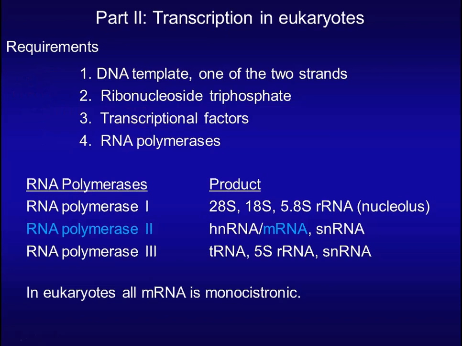in prokaryotes, one RNA polymerase synthesizes all types of RNA, but in eukaryotes, there are 3 different RNA polymerases. RNA polymerase I synthesizes rRNA in the nucleolus. RNA polymerase II synthesizes heterogeneous RNA, mRNA, and small nuclear RNA. RNA polymerase III synthesizes tRNA, 5S RNA, and small nuclear RNA. In eukaryotes, all mRNA is monocistronic.